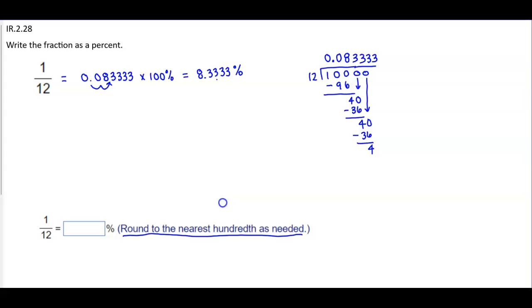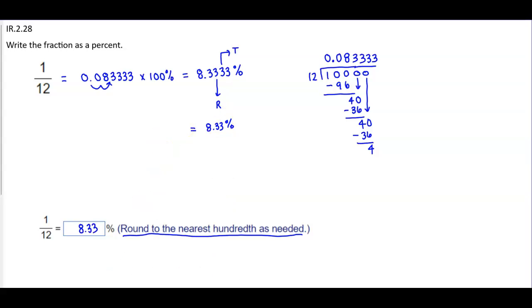Now we need to round the percent to the nearest hundredth. The value of this 3 is the rounding digit in the hundredths place, and this 3 in the thousandths place is the testing digit. It tells us whether we need to round up or keep it the same. Since it's 4 or below, we keep it the same, and therefore we end up getting 8.33%. So our answer is 8.33%.